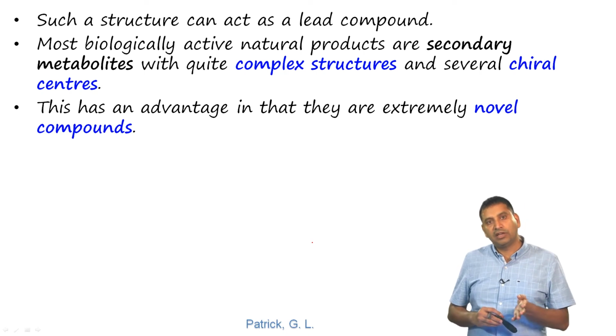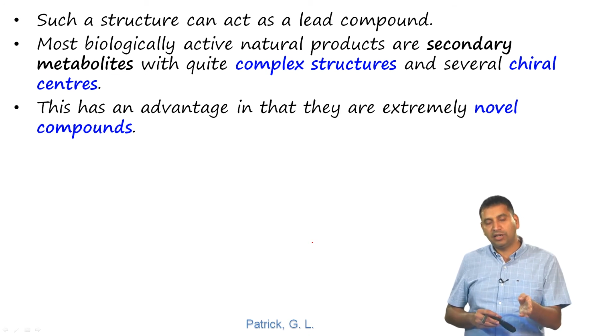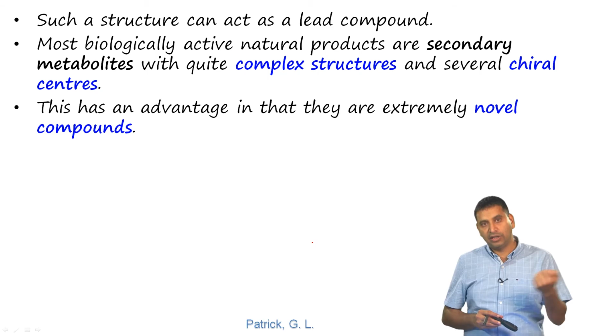Most biologically active natural products are what are known as secondary metabolites with very complex structures. And secondary metabolites are compounds which are not formed during primary metabolism, but are produced for a particular reason.